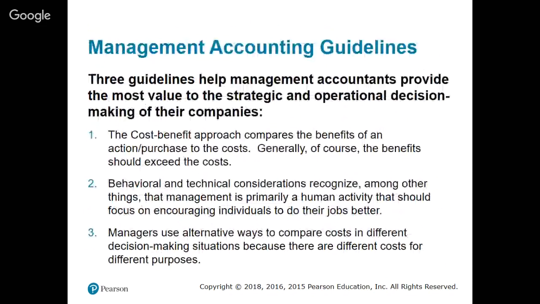There are 3 guidelines to help management accountants provide the most value to strategic and operational decision making of the companies. The cost-benefit approach compares the benefits of an action to the cost. Generally, of course, the benefits should exceed the cost. Behavioral and technical considerations recognize, among other things, that management is primarily a human activity and should focus on encouraging individuals to do their jobs better. Managers use alternative ways to compare costs in different decision-making situations because there are different costs for different purposes.